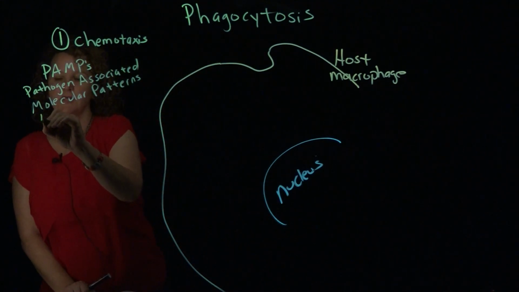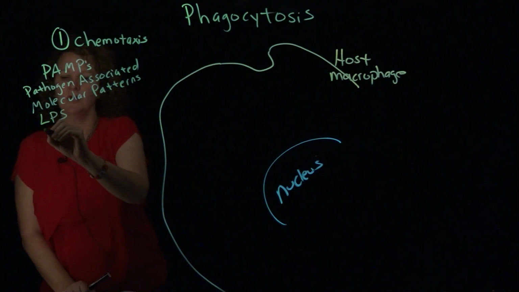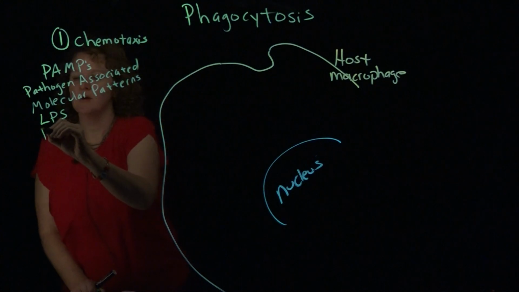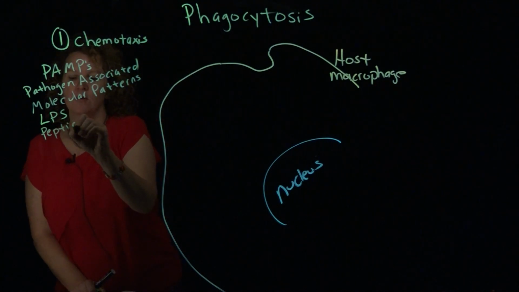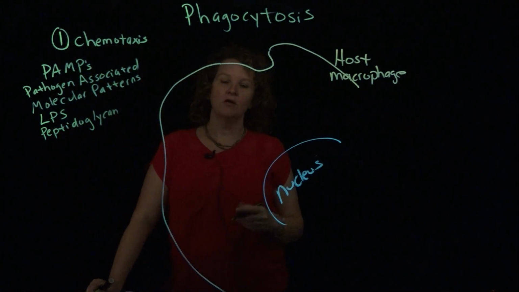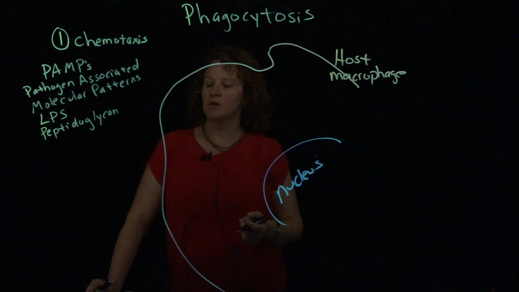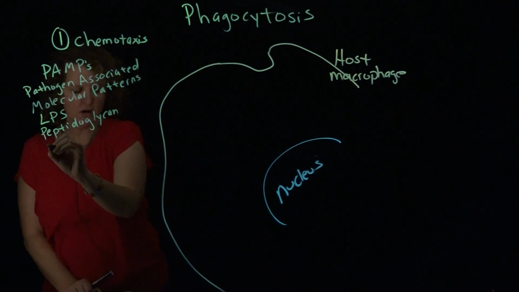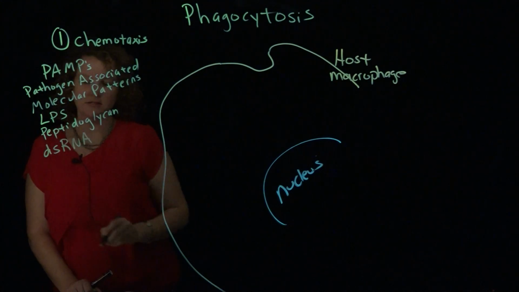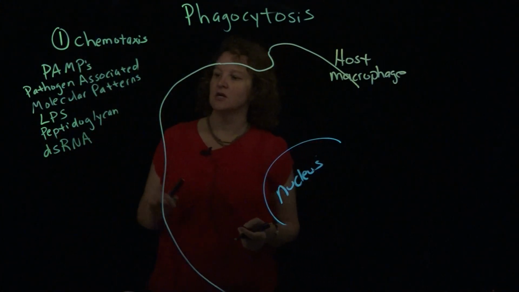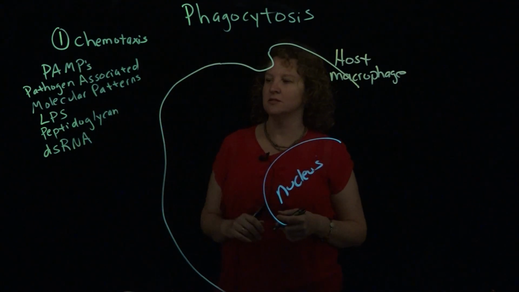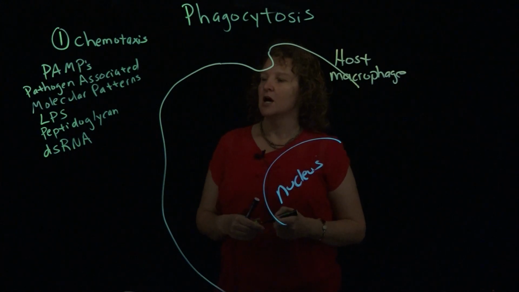So one of those is the LPS, or lipopolysaccharide layer, that's found in the outer part of the envelope in gram-negative cells. Peptidoglycan, which makes up layers of the cell wall in gram-positive and gram-negative cells. Also kind of unusual, something that we have but not in this form, something like double-stranded RNA that's seen in viruses. So just some examples of things that alert the white blood cell system that this is not part of us, this is not one of us.